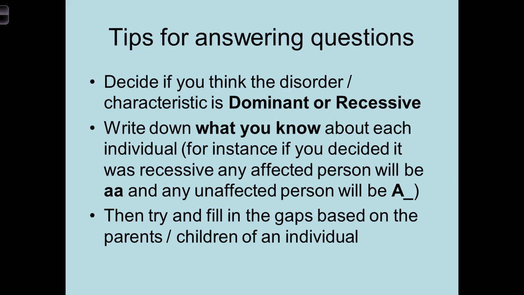Then write down what you know. So if, for instance, you decided it's a recessive condition, every affected person is little a, and everyone else is big A something. They've got at least one big A. Otherwise, they would be affected as well. Then you've got to try and fill in the gaps based on their parents and their kids.